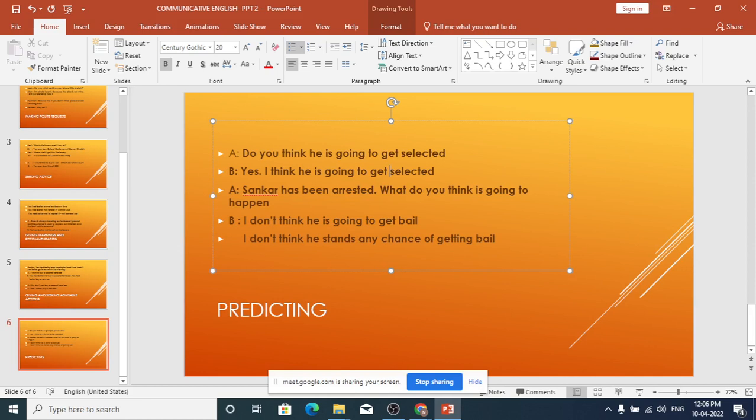Okay, one more person, can you read this slide? Sir, shall I start? Yeah, please. A: Do you think he is going to get selected? B: Yes, I think he is going to get selected. A: Shankar has been arrested. What do you think is going to happen? B: I don't think he is going to get bail. I don't think he stands any chance of getting bail.